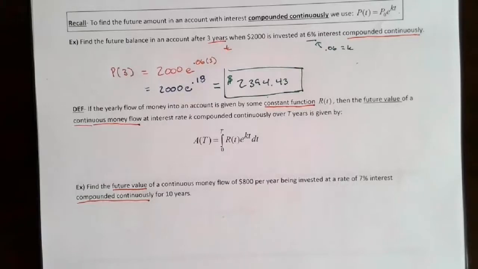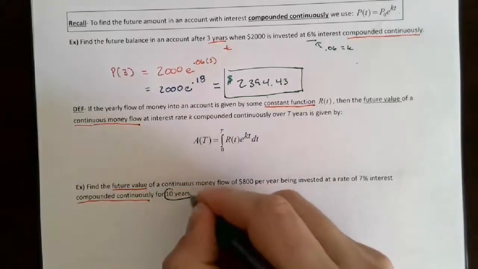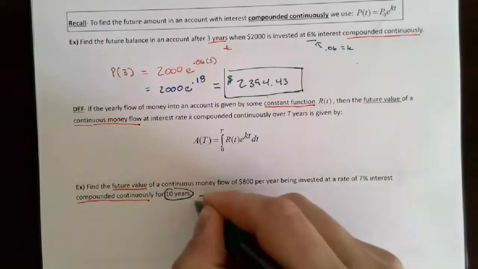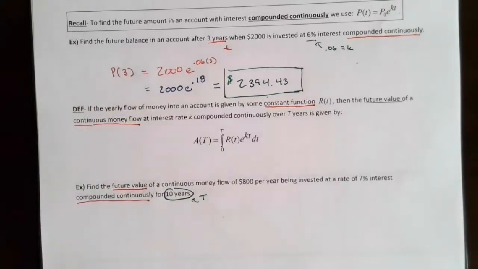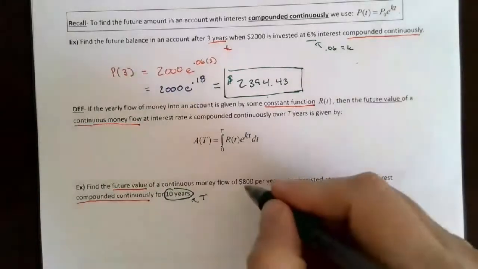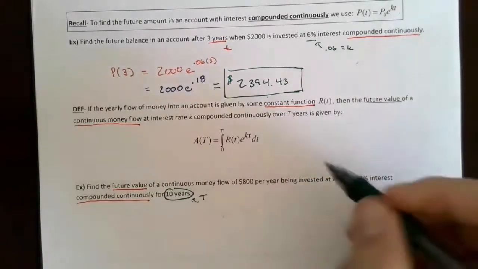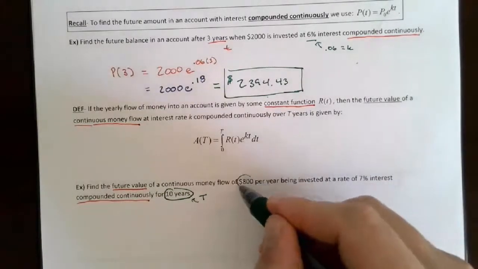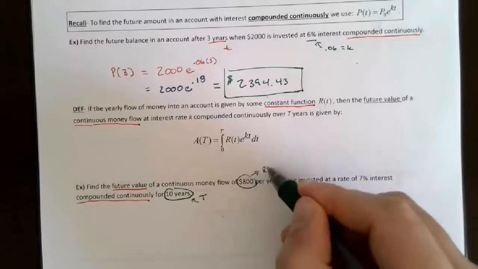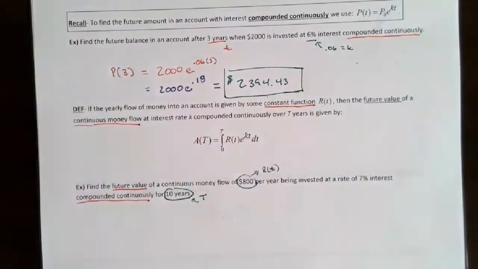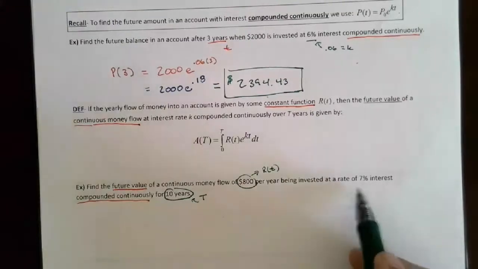If we were to talk about which pieces of the formula, the 10 years, this is your capital T. When they're talking about this in a continuous money flow, we're talking about capital T. So capital T is going to be 10 years. The continuous money flow, that's how much you're investing each year. Well, that's the constant function. This 800 is really the R of t. It's the amount that you're putting in each year into the account. And it's being invested at a 7% interest rate.